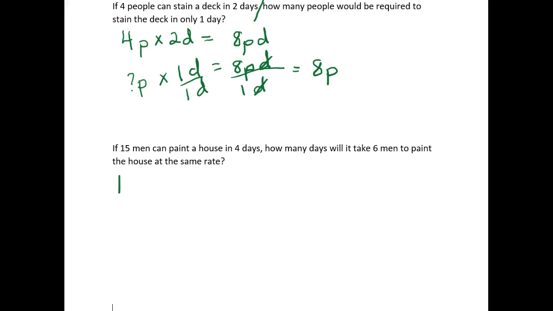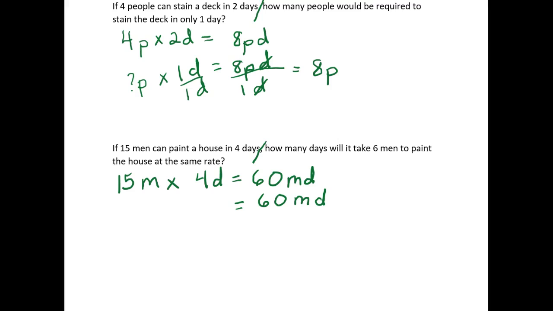So I've got 15 men times 4 days, which gives me a rate of 4 times 15, or 60 man days. Just using men instead of people, same thing. Now that I've solved that rate, I'm just going to bring it down because I know that my rate must stay the same even though my numbers have changed.